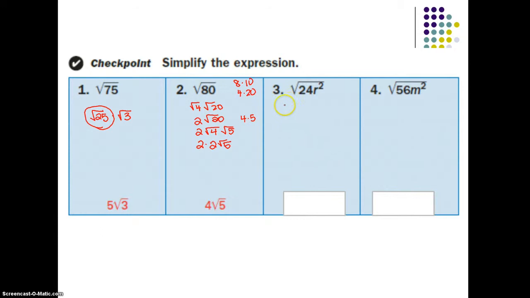For 3, we're going to split 24 up. Again, we're trying to find a perfect square. So let's think about what makes 24. 12 and 2, not perfect squares. 6 and 4, well 4 is. 8 and 3. Let's try 6 and 4. So we know 4 is perfect, 6 is not. Then we have r squared. We can simplify the 4 into the 2. We can get rid of the square because to undo a square, you square root it. You're just left with r. Put the r next to the 2, and then square root of 6.